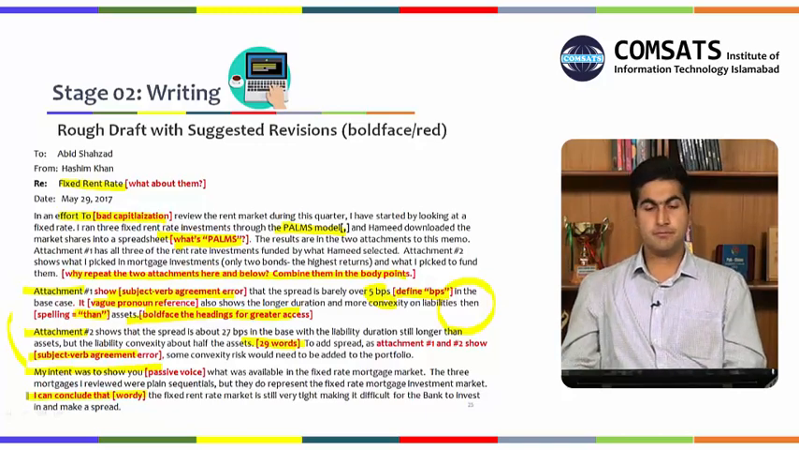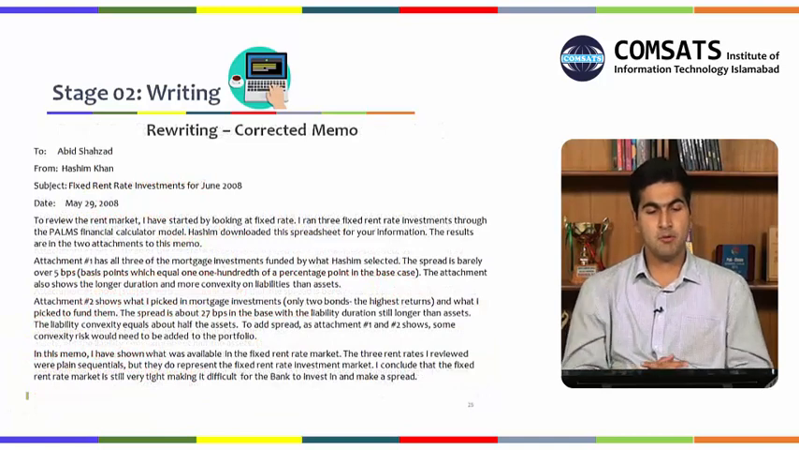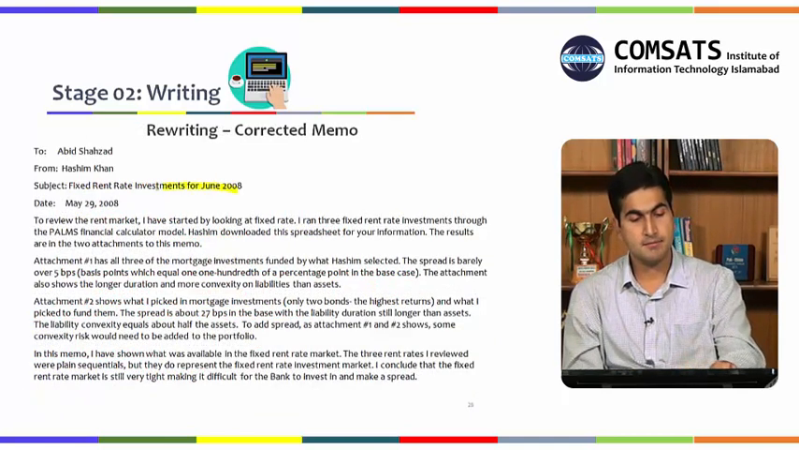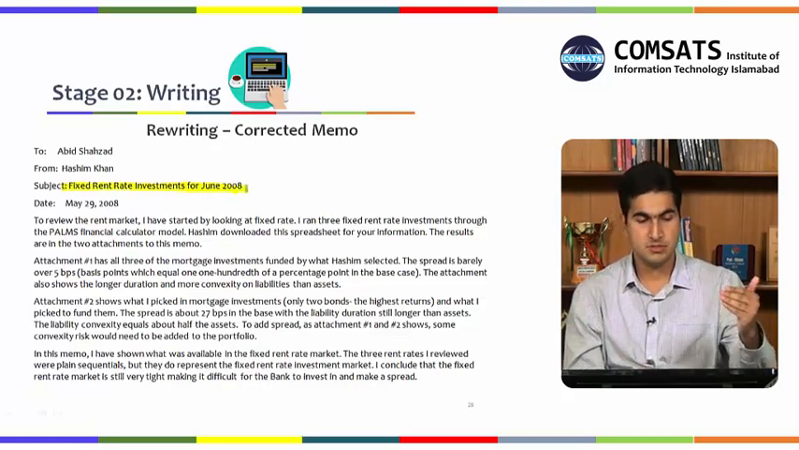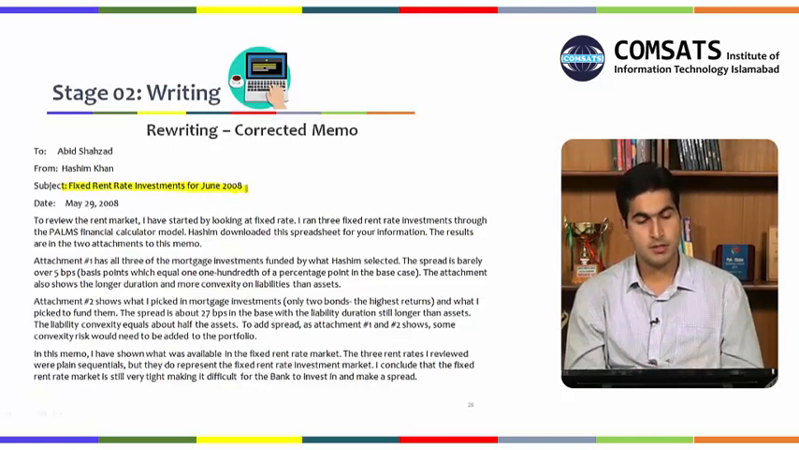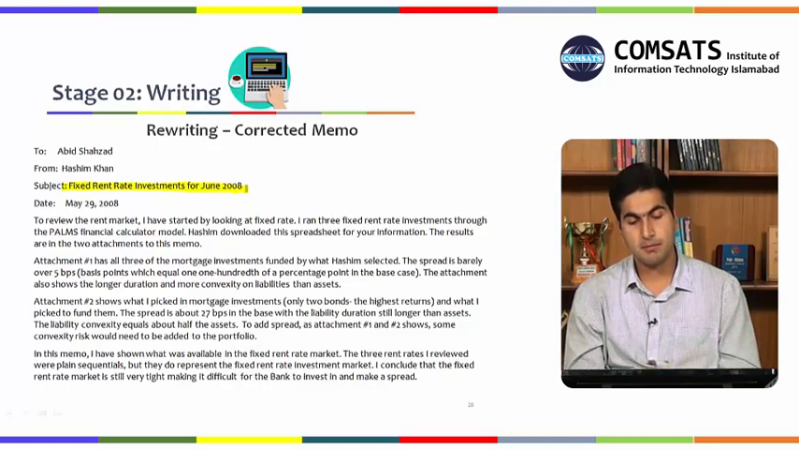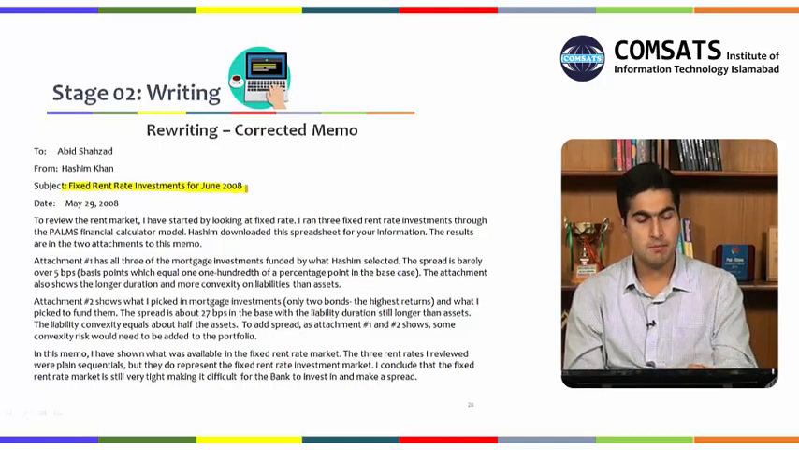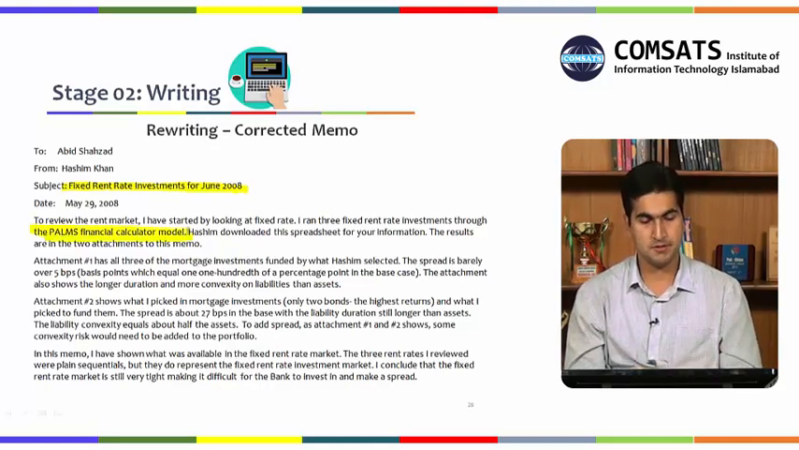So it's time to move to the corrected memo. Now you can clearly see the subject being clearly written. The rest of the details are fine. To review the rent market, I've started by looking at a fixed rate. Over here, if you remember, I said, what do we mean by PALM? So it's basically a financial circulator model. We have the details of the model as well.